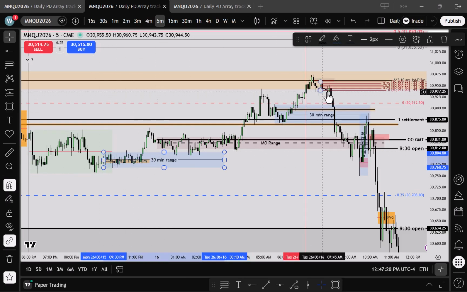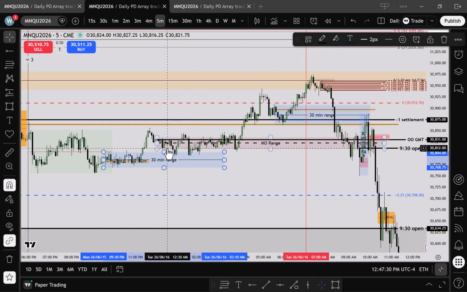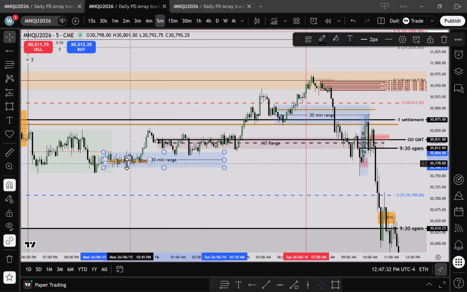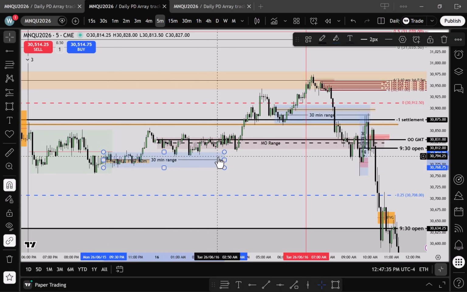So now I had up in here the draw of all of this consolidation, the low of this 30-minute range that was prior to the beginning of the 10 p.m. 4-hour candle.